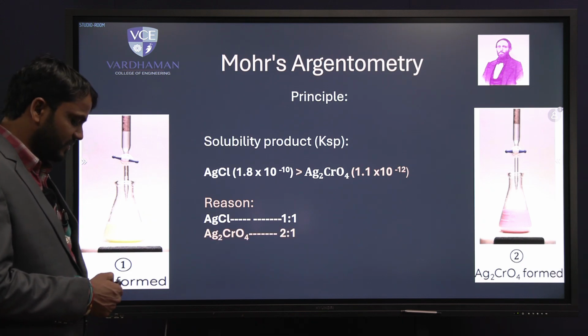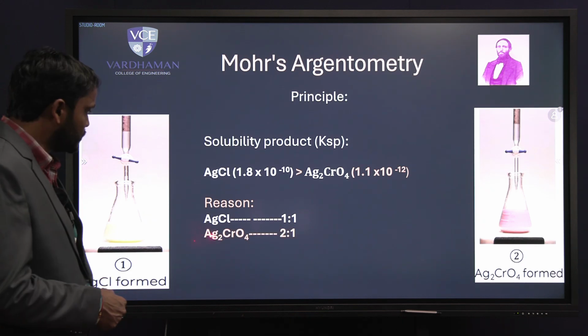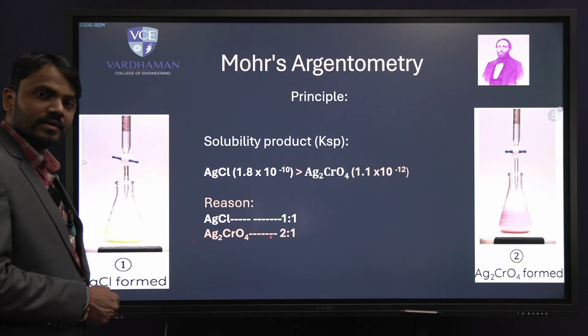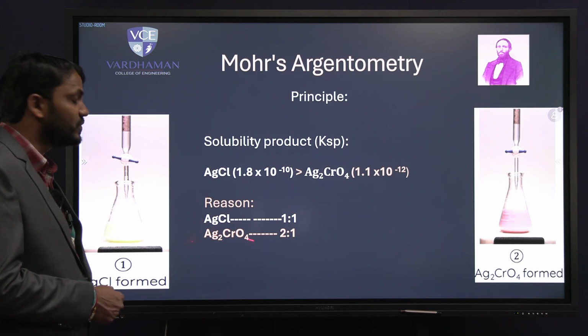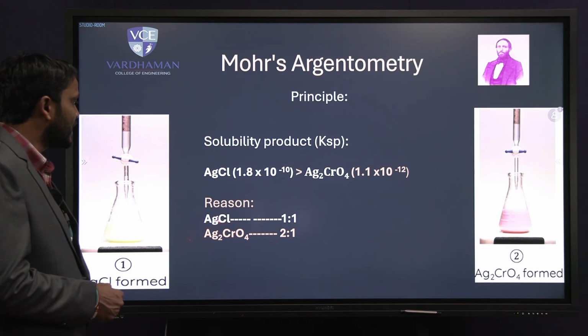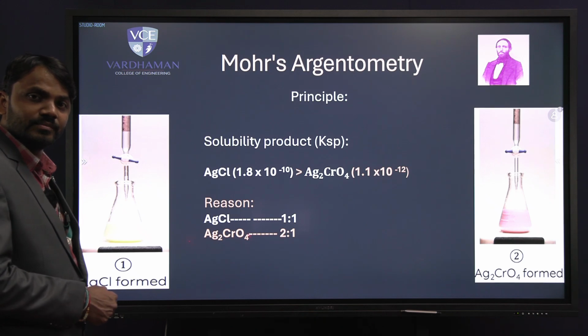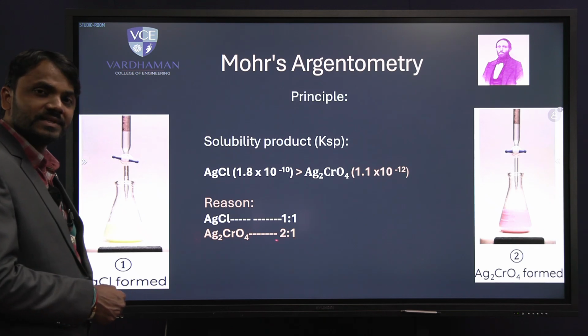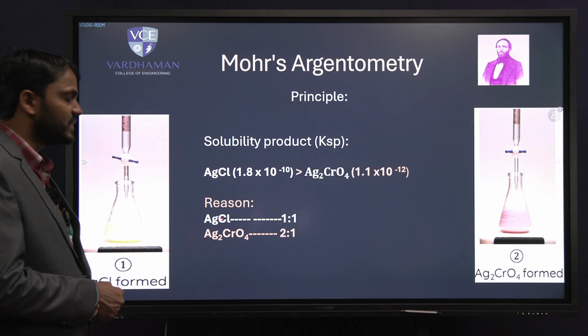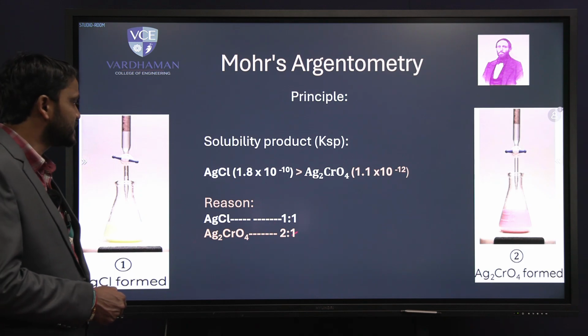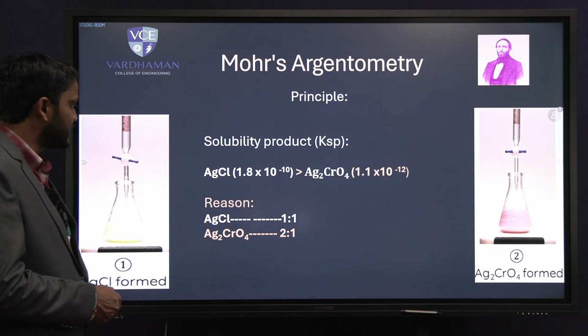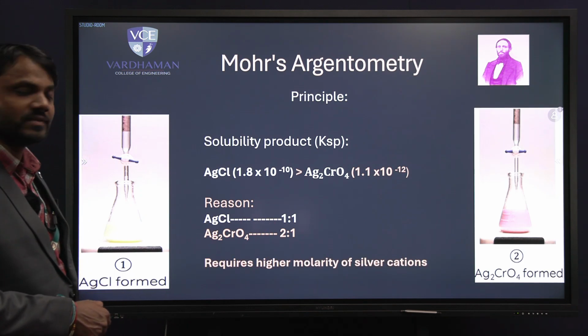The dissociation stoichiometry of silver chromate is 2:1. So it means that chromate requires 2 silver ions to form silver chromate, while chloride requires only 1 silver. Because of this, AgCl, the white precipitate, is formed first compared to silver chromate, which requires a higher molarity of silver cations.